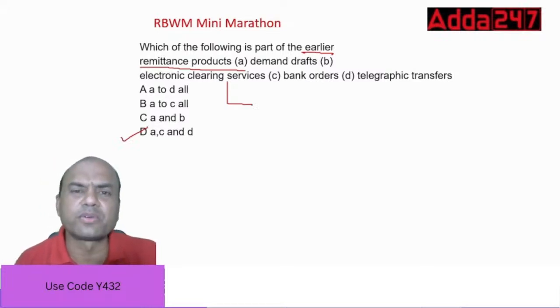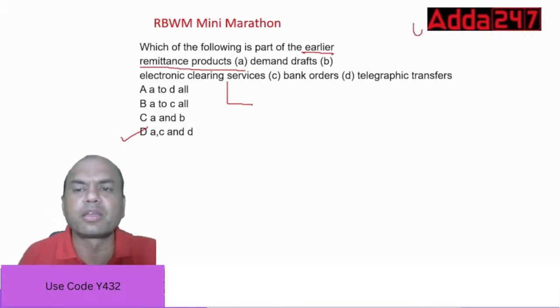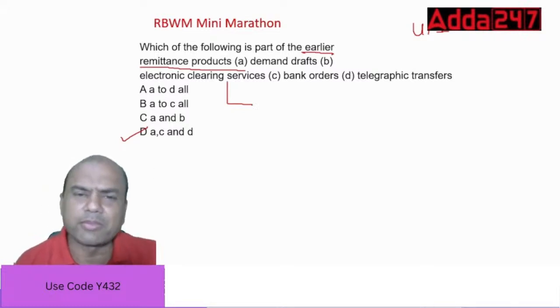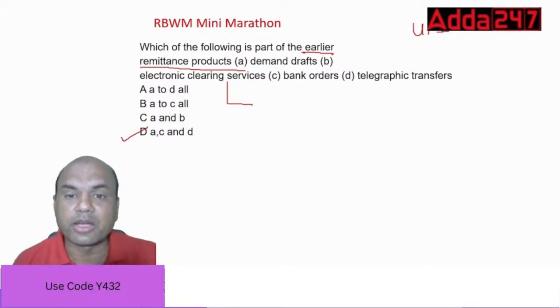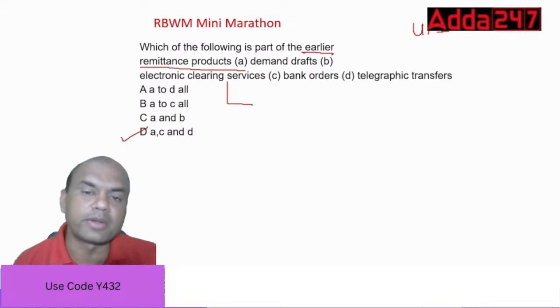Obviously, why should you know? Because everything you have seen now is UPI. UPI, then you have NEFT, RTGS, all these you have seen. So why should you worry about this old banking system? That is gone now, and it will never come back again. Demand draft, bank orders and TT, telegraphic transfers, are part of the older remittance products.